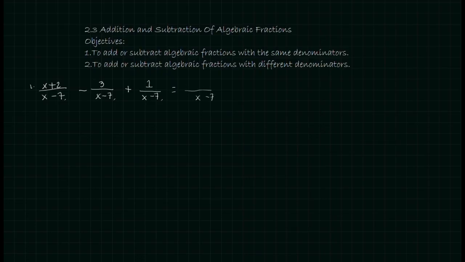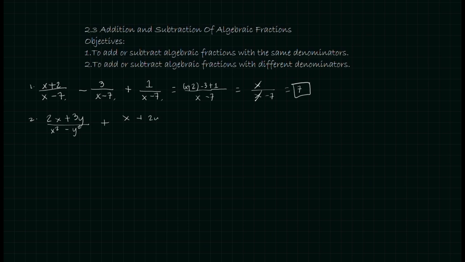Next is combining the numerators. So we have x plus 2 minus 3 plus 1 over x minus 7. Thus, the result is x over x minus 7. Okay, let's move on to the next example.